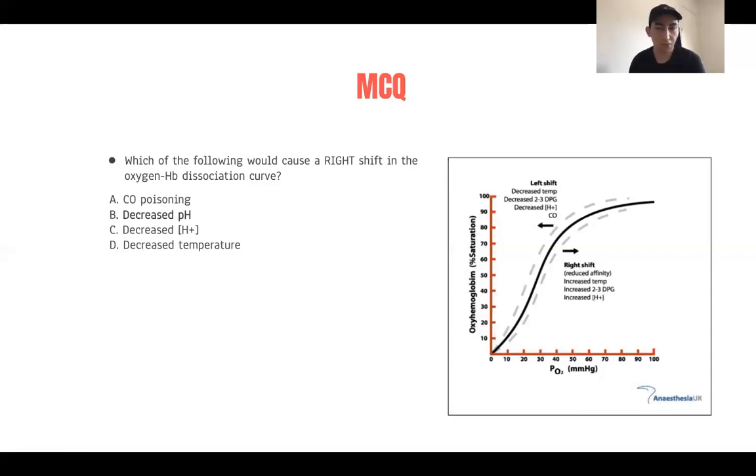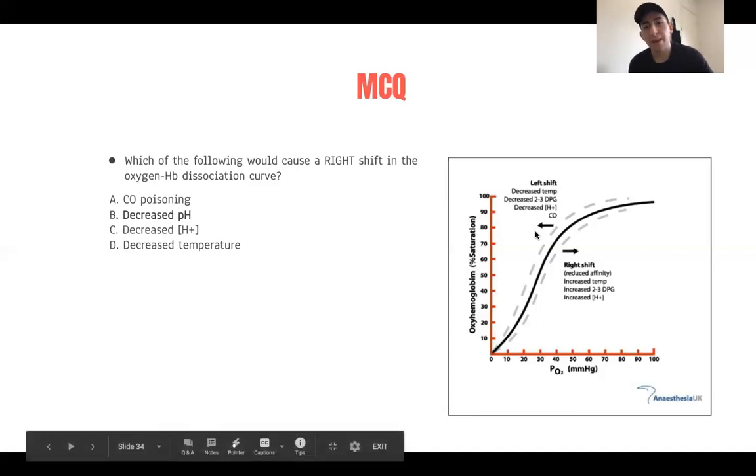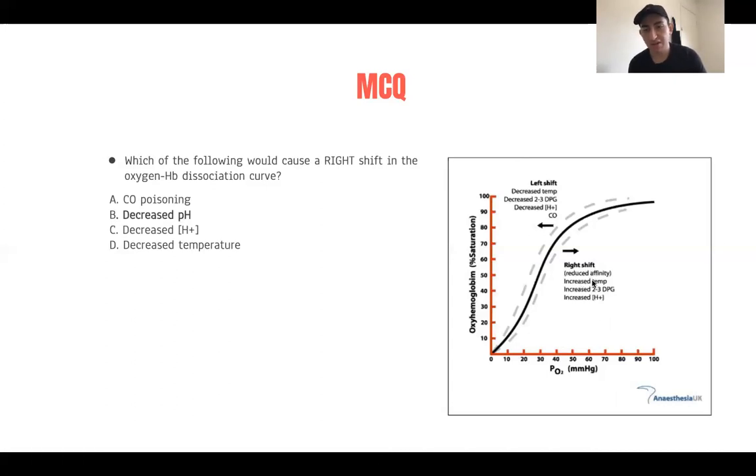of carbon monoxide poisoning. As far as right shift is concerned, it's stuff happening in your peripheries or in your muscles. If you think about it, increased temperature. Yes, if you're working out, you have increased temperature in your muscles. You're producing lactic acid, so your surroundings are more acidic. You have increased levels of 2,3-DPG because it's again a byproduct of aerobic respiration in your muscles. Okay, so the answer is 2 or B.